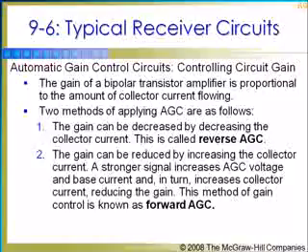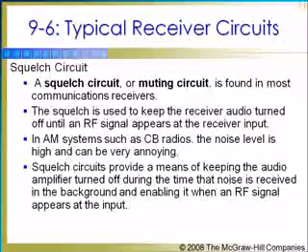So in the reverse AGC, the gain is proportional to the collector current. As the gain decreases, the collector current decreases also. While the forward AGC is indirect. The gain can be reduced by increasing the collector current. So a stronger signal increases the AGC voltage and base current, and in turn increases collector current, reducing the gain. This is the forward AGC. Next is the squelch circuit, also called the muting circuit.